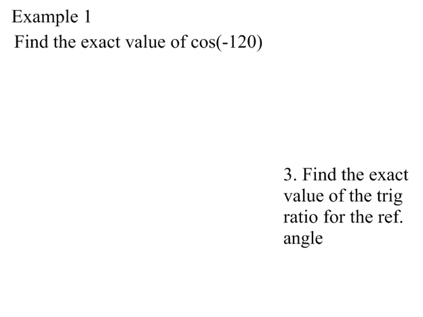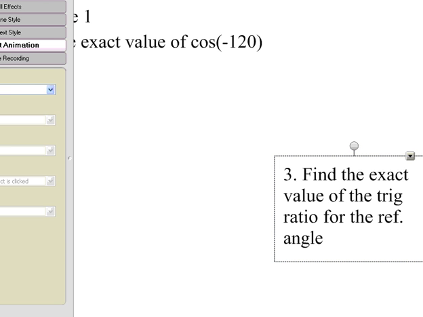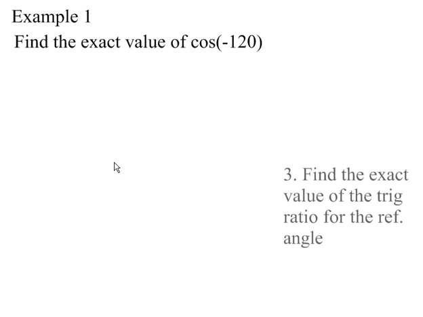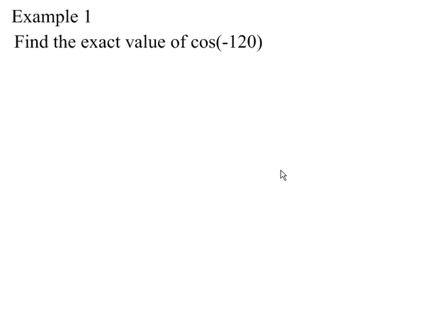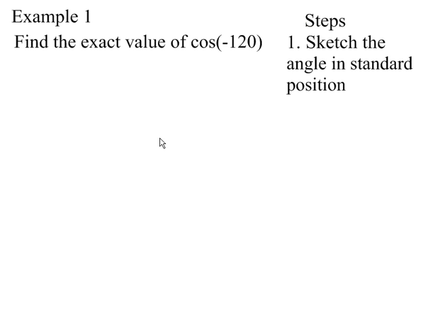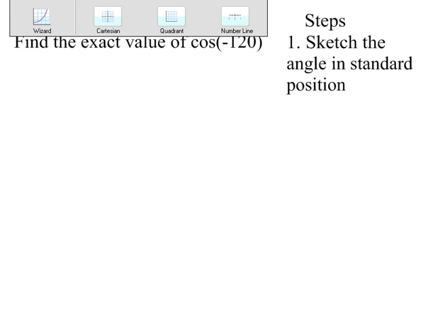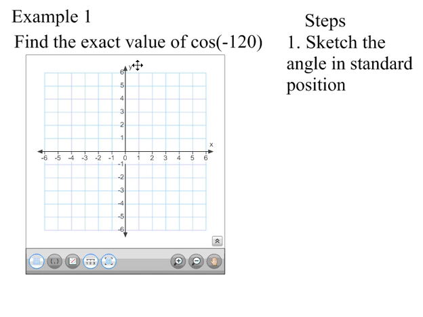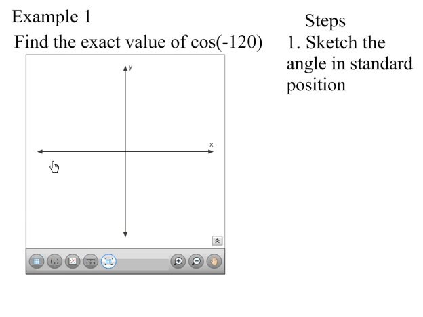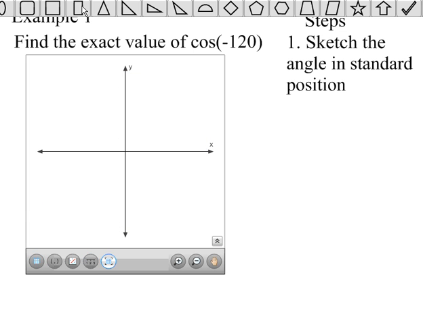So how do we use this? Let me get rid of that. Okay, example 1. Find the exact value of the cosine of negative 120 degrees. So I'm going to show you how you could use the unit circle to find this exact value. Our first step is to sketch the angle in standard position. So we're going to go ahead and do that. Let's sketch our unit circle.